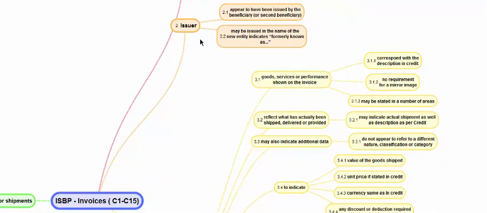Coming to the issuer of the invoice, the invoice should appear to have been issued by the beneficiary, and if it is a transferable credit, by the second beneficiary. If the beneficiary of the LC had undergone a legal change in name, then they can mention the new entity's name and say in brackets "formerly known as", so that both the names are linked and identified.